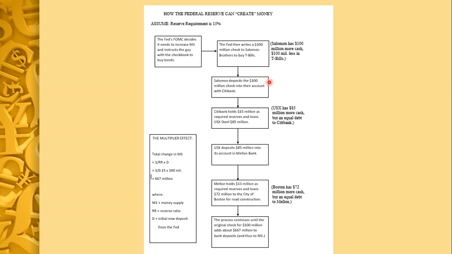Salomon Brothers takes that $100 million, puts it into their account with Citibank. Citibank has to hold $15 million due to the reserve requirement, but then it has another $85 million that it can loan out. So let's say it loans $85 million to USX Steel. Now USX Steel has more cash. They go out and buy a bunch of stuff, or even if they don't, they deposit it in the bank. Either they deposit it in their bank or they buy something from somebody else.